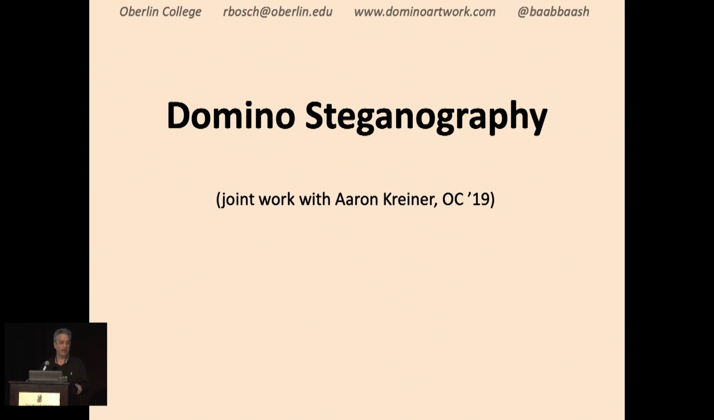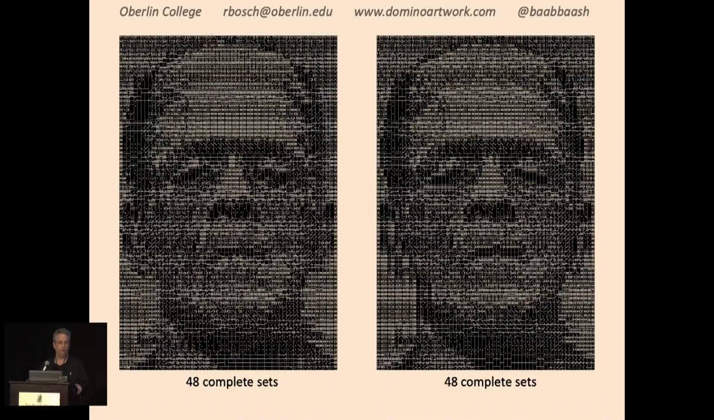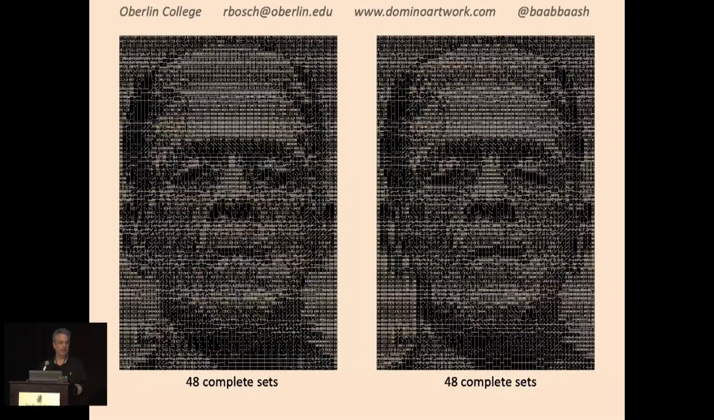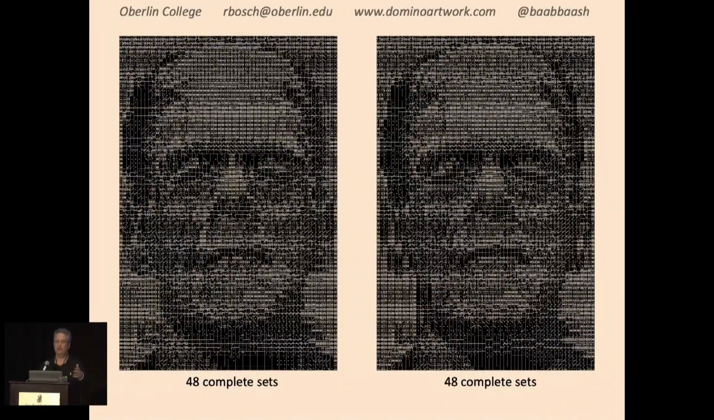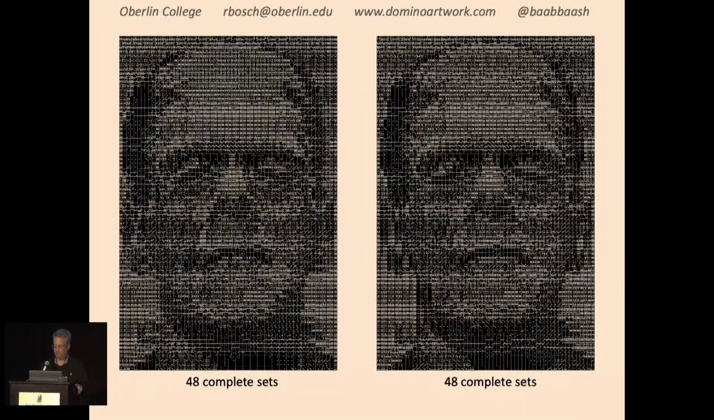That's what steganography means. So what we have here is 2 48-set portraits of Frankenstein's monster, and each one has an image hidden beneath it. And how do we get the hidden image? Well, we simply strip away all the dominoes that are lying there horizontally, leaving all the ones that are vertical. So here we go.